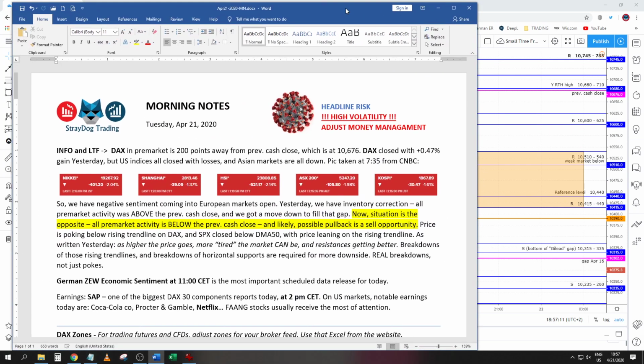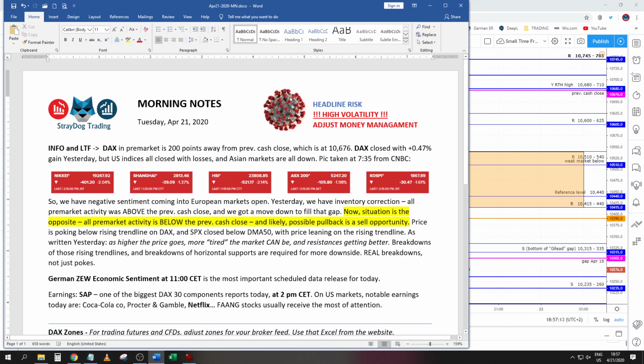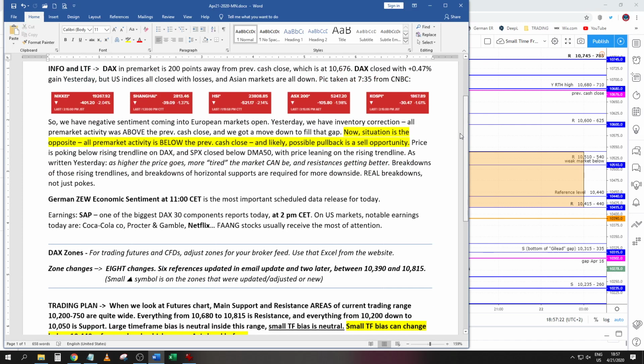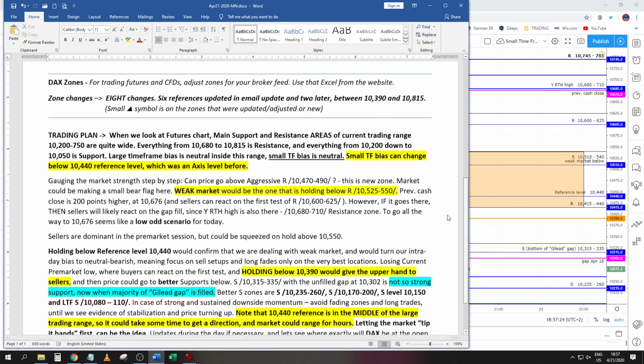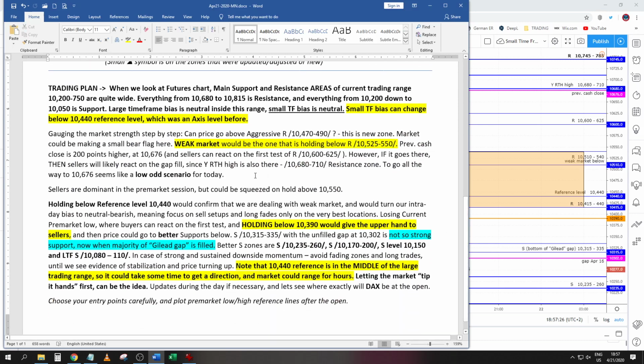And also we got negative sentiment from the previous session on the US markets, and today from the Asian markets, all of them were down. So I said here, small time frame bias can change below that reference level, and later at 1:50 p.m. we got additional changes here.